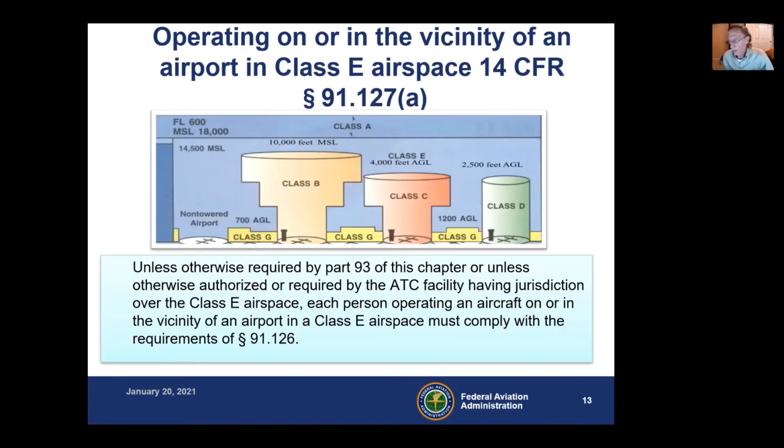But anyway, unless otherwise required by Part 93 of this chapter, or unless otherwise authorized or required by the ATC facility having jurisdiction over Class E airspace, each person operating an aircraft on or in the vicinity of Class E must comply with the requirements of 91.126, which was the previous slide.